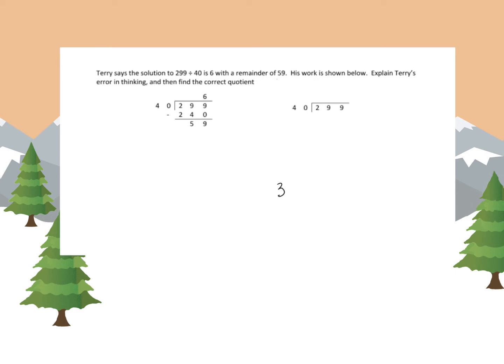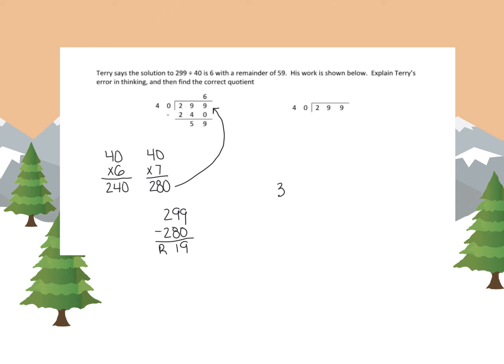40 times 6 equals 240. One more set of 40 would have been 280. Now, can 280 go into 299? Yes, it can. So if Terry had done his work and said 299 minus 280, the remainder is 19.